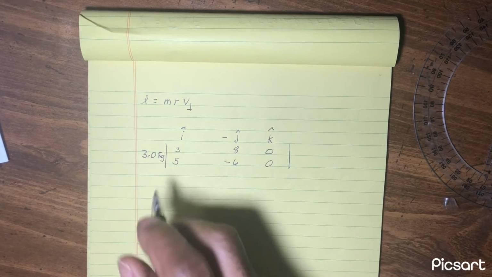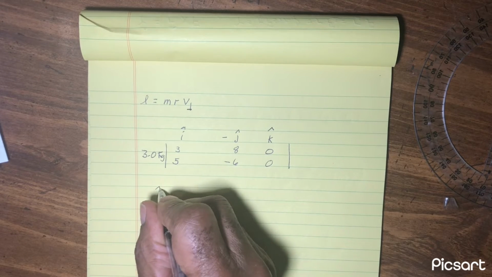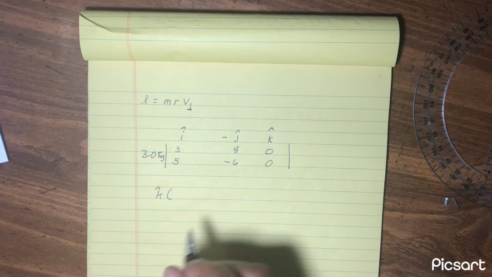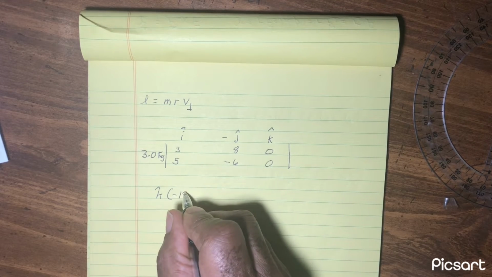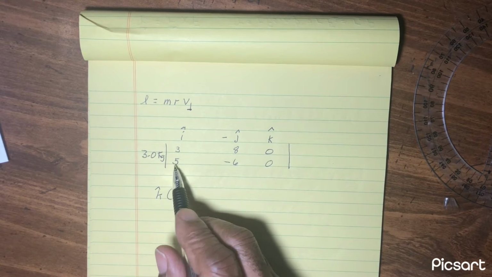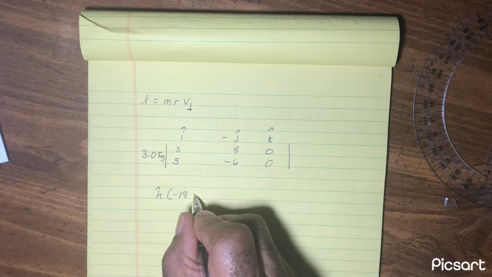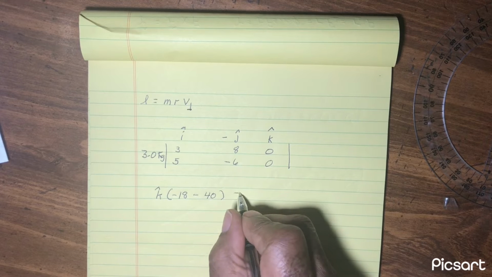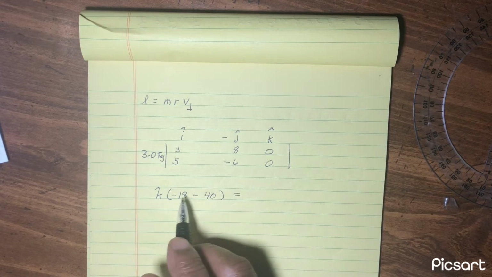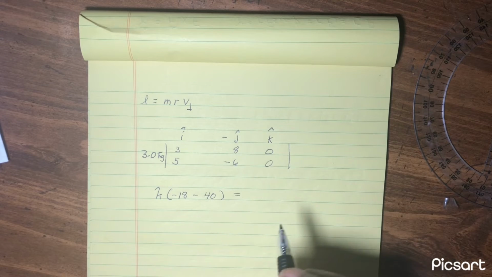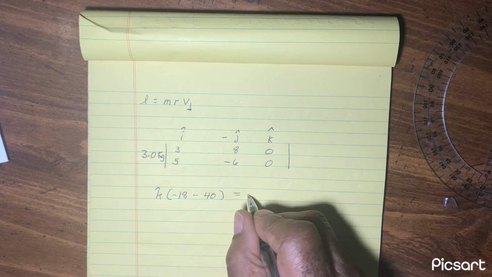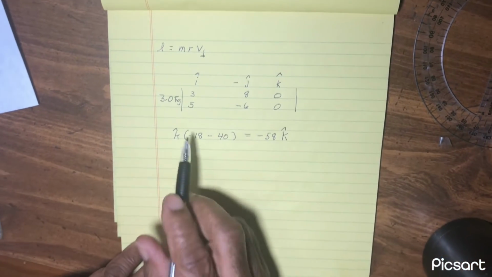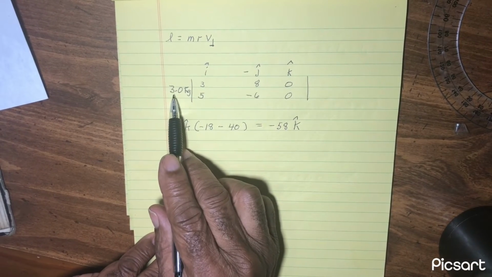And that'll be k hat times 3 times the minus 6, which will give us a minus 18, minus a 5 times 8, which would be a minus 40. So this would equal a minus 40, and 18 will be a minus 58, minus 58 k hat. Now we have to multiply this by 3 to get our answer.